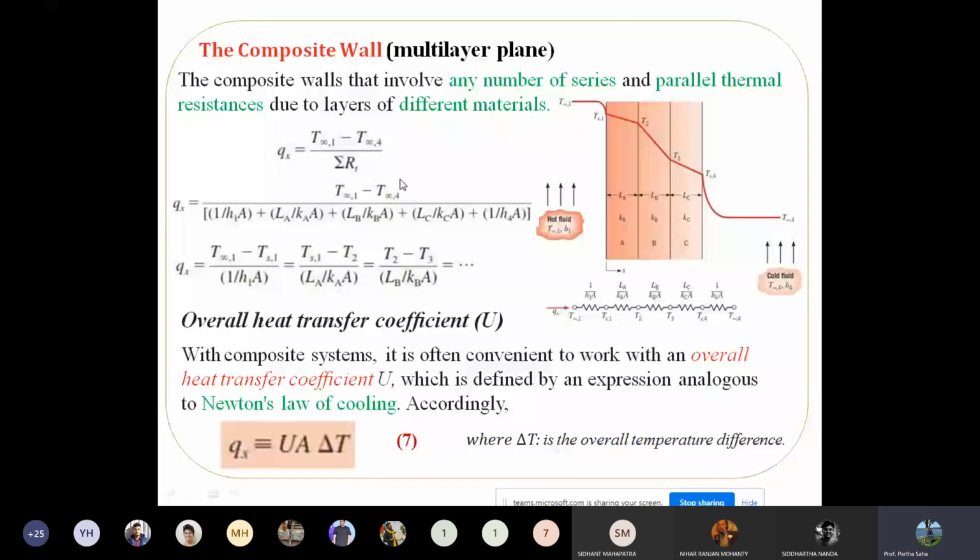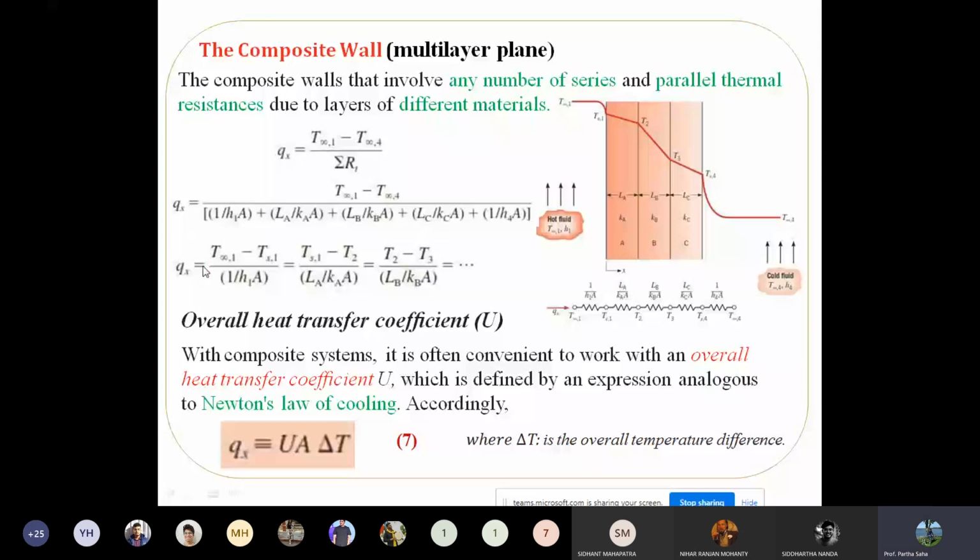So now the most important thing is this. What will be the individual thermal resistance? For the first convective heat transfer, it will be 1 by H1A. And for each solid wall, it will be L by K. Now you are multiplying this by A because A is common, the area is common. We can consider it's a unit area, so A will be 1. But if you don't consider it's the unit area, then you have to multiply by area for each layer, and then finally 1 by H4A.